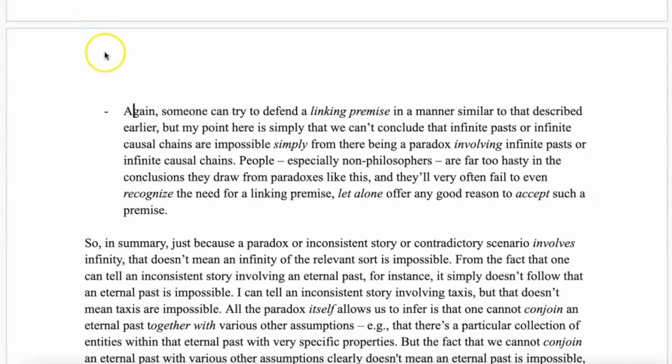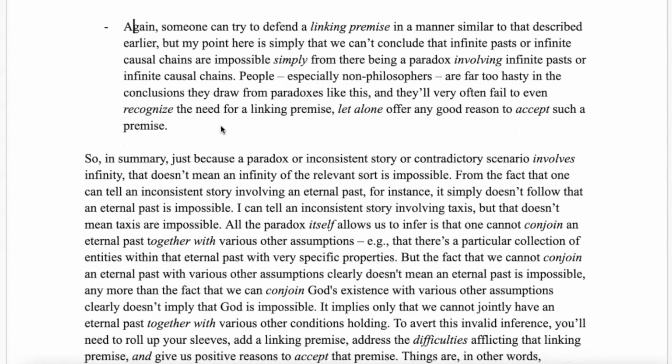Now, again, someone can try to defend a linking premise in a manner similar to that described earlier, but my point here is simply that we can't conclude that infinite pasts or infinite causal chains are impossible simply from there being a paradox involving infinite pasts or infinite causal chains. People, especially non-philosophers, are far too hasty in the conclusions they draw from paradoxes like this, and they'll very often fail to even recognize the need for a linking premise, let alone offer good reason to accept such a premise.